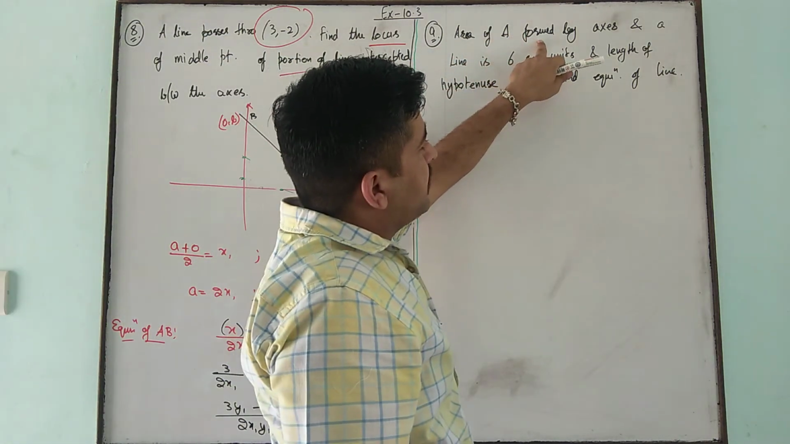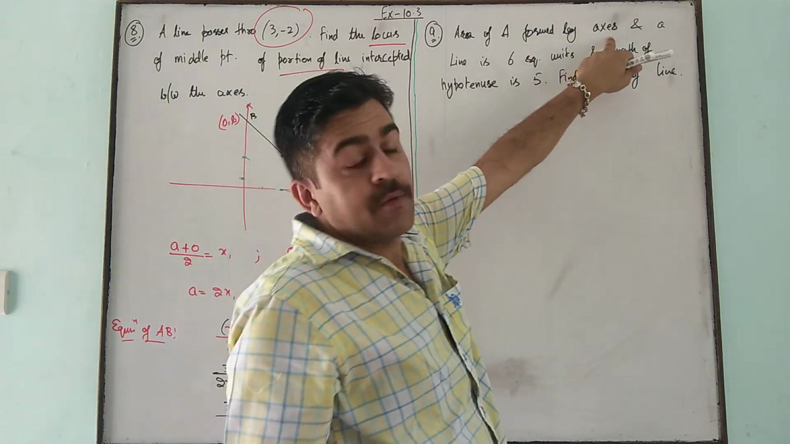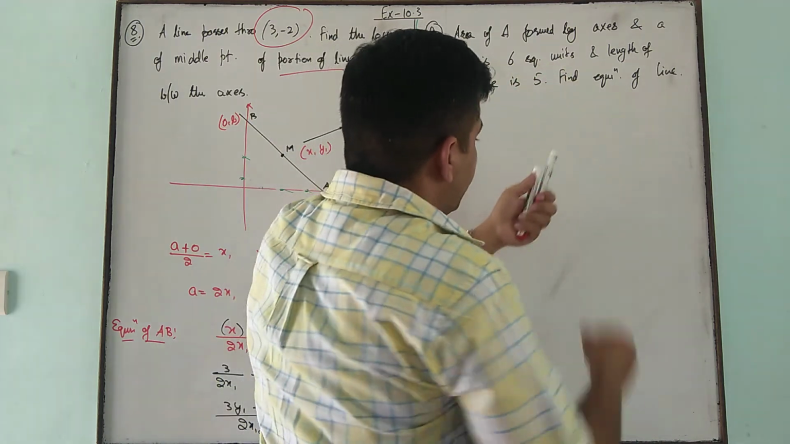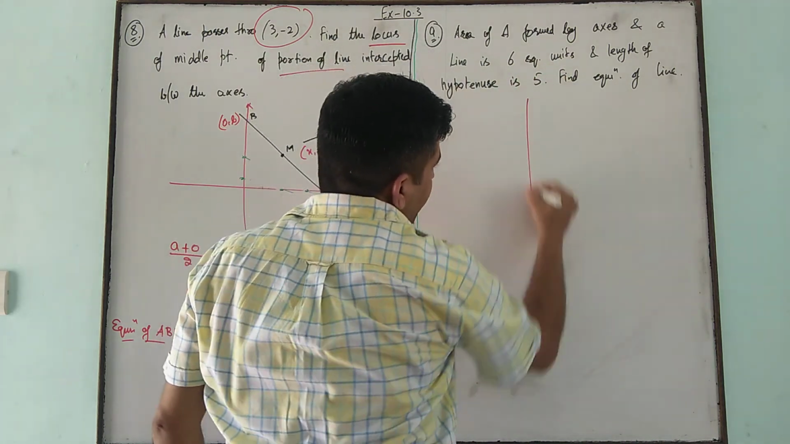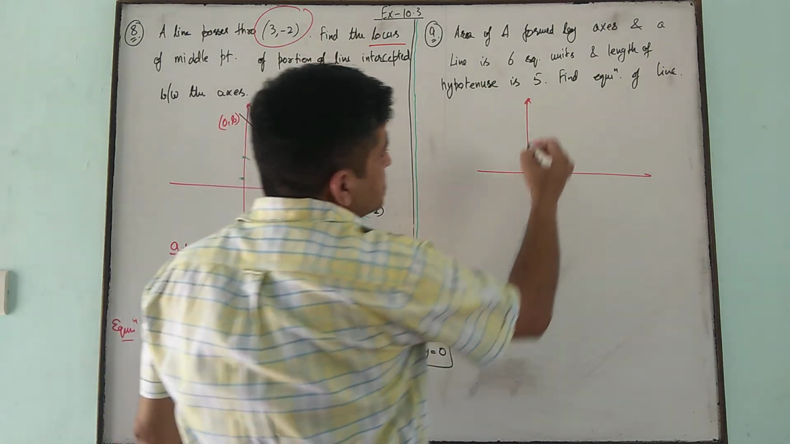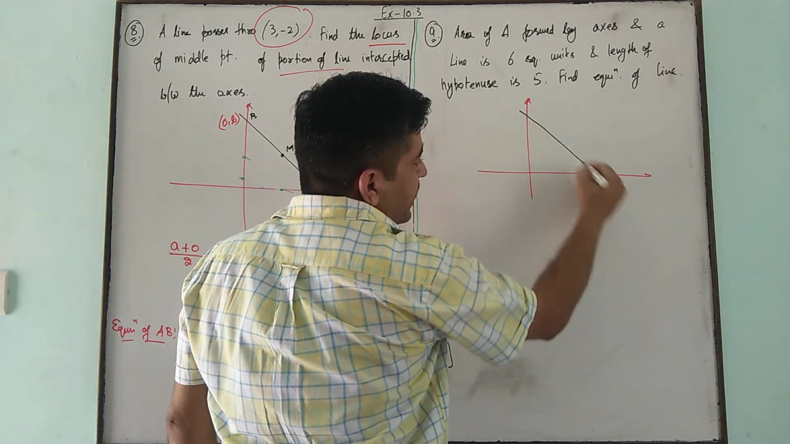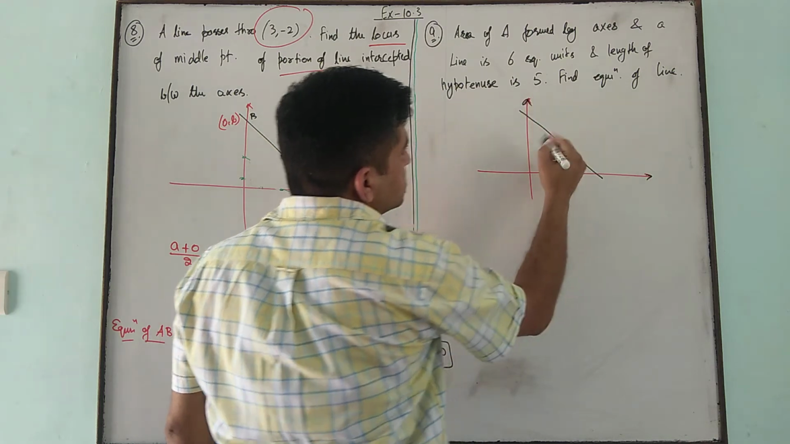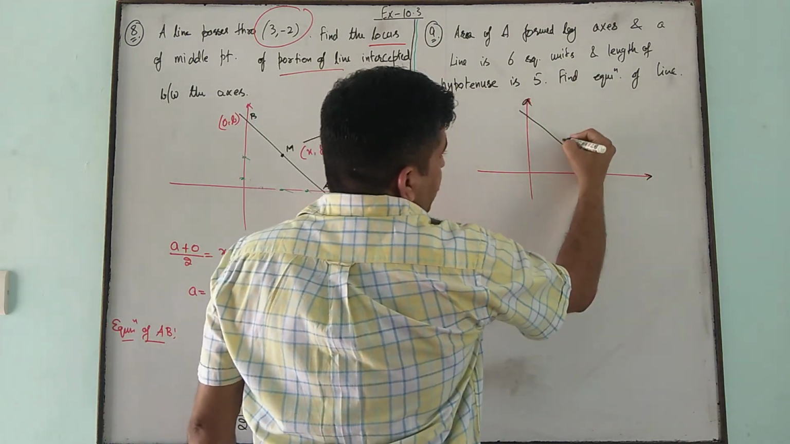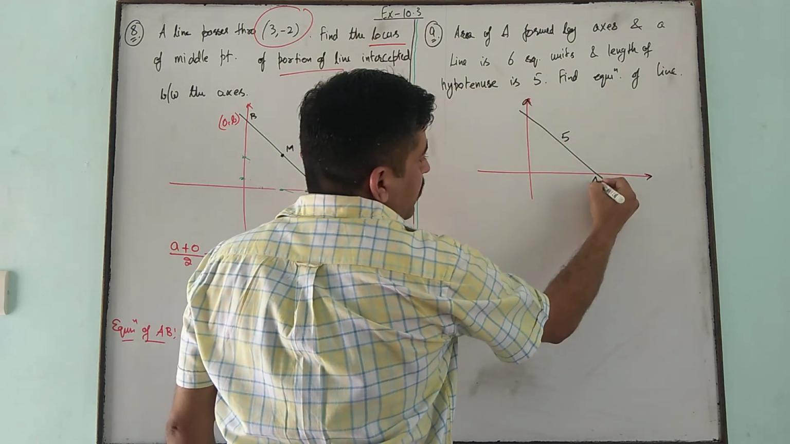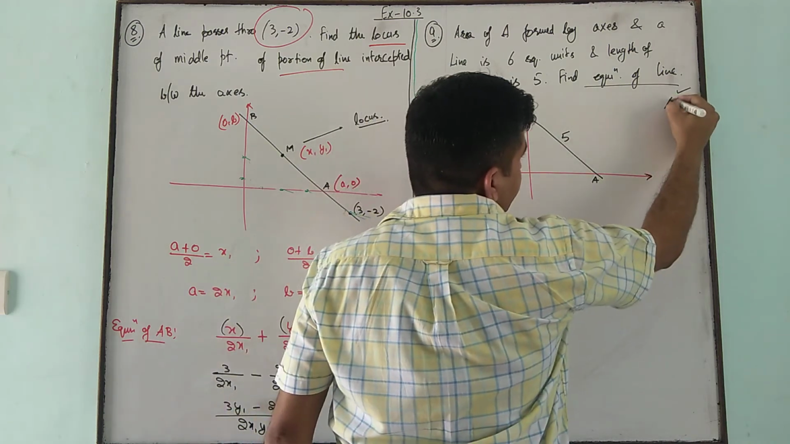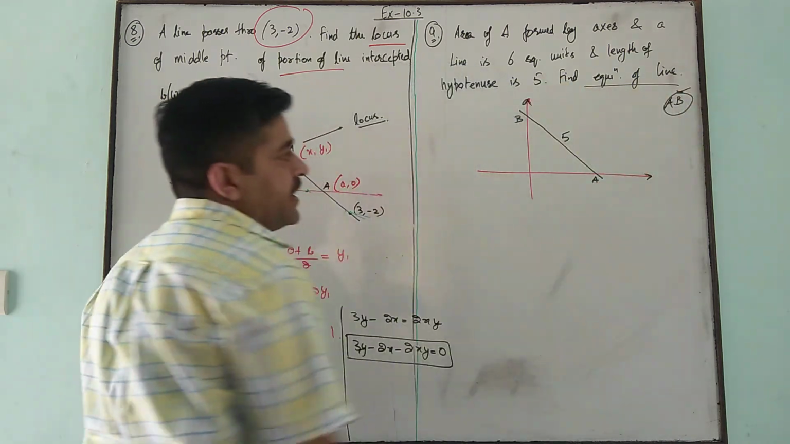Area of a triangle, next question. The area of the triangle formed by the axes and a line is 6 square units. What does he say? He says the area between a line and the x and y axes is 6 square units, and the length of the hypotenuse, let us say AB, is given as 5. Find the equation of AB. The question is to find the equation of the line.